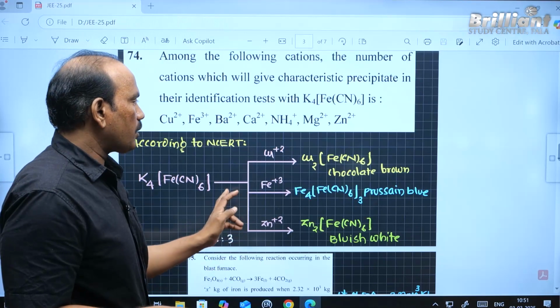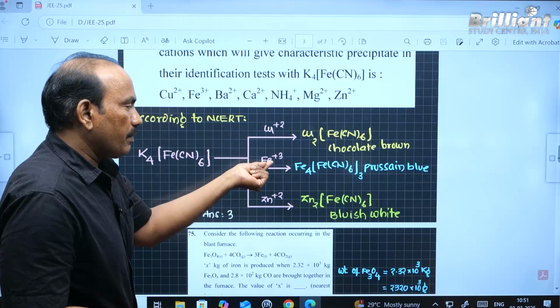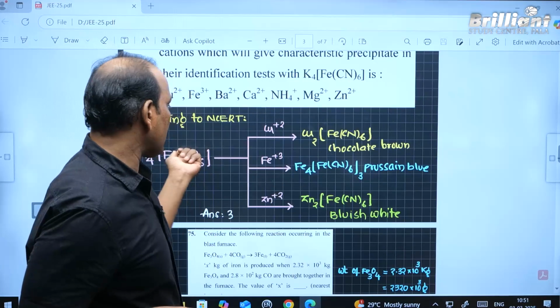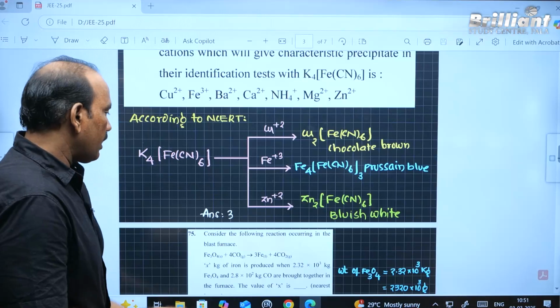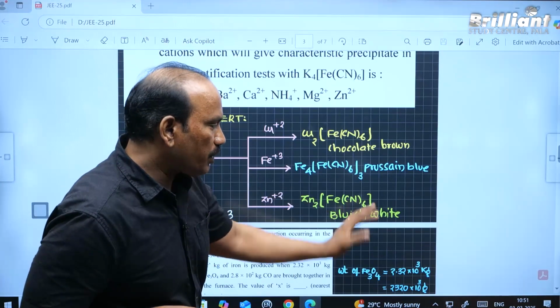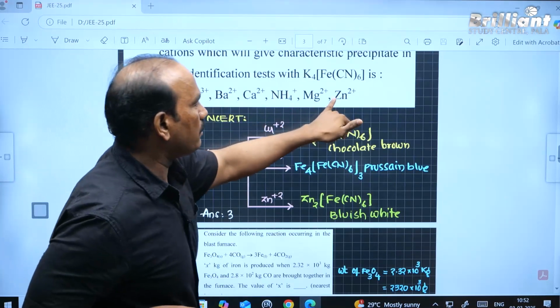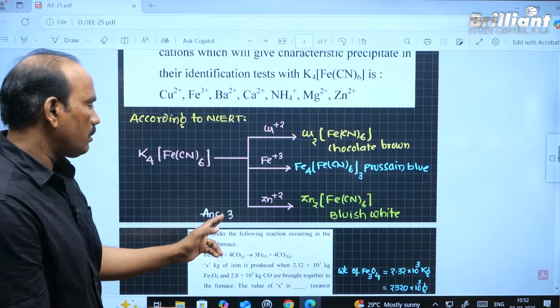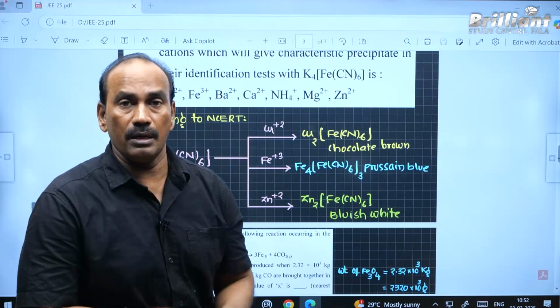Clear? Next one. This is very well noted. Ferric, not ferrous, ferric. Ferric reacts with this one to form Prussian blue. Next one is zinc. Zinc reacts with this one, then a bluish white precipitate. That's why here 1, 2 and 3. The option is 3. Clear?